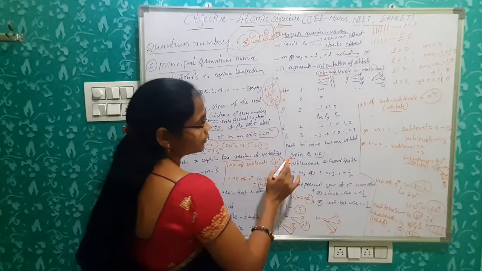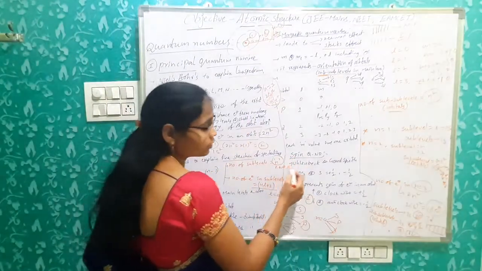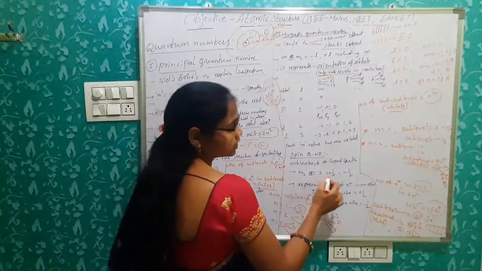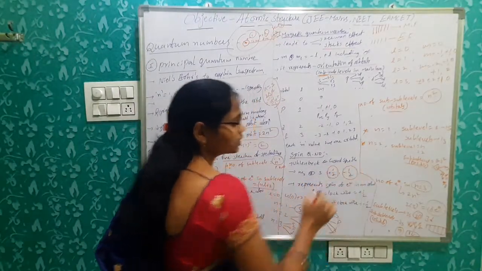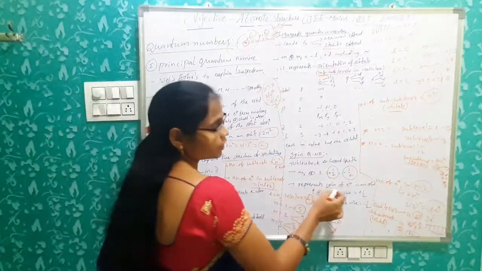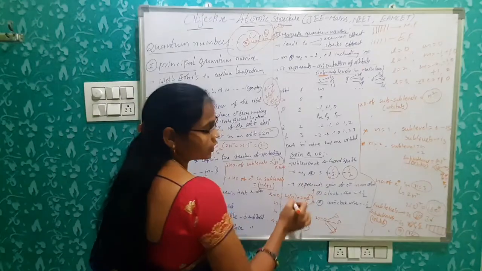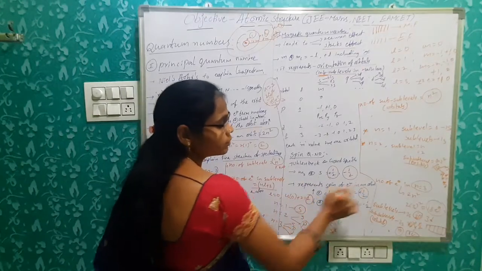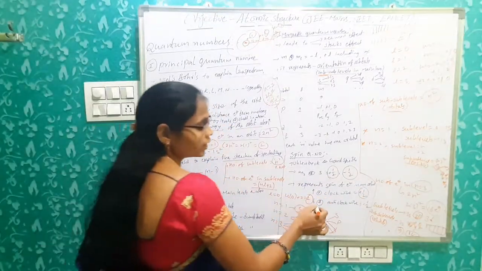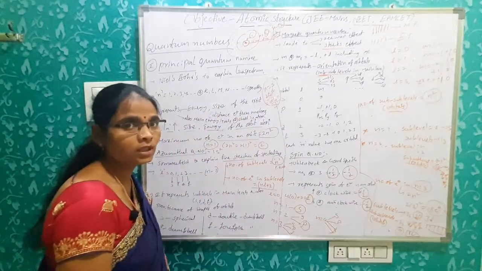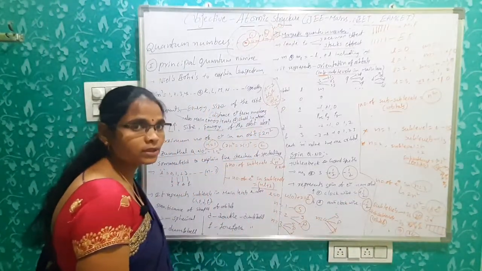Here, spin quantum number. It was introduced by Uhlenbeck and Goudsmit. It is denoted by ms or simply s. Its values are plus half and minus half. It represents the spin of the electron in an orbital. Okay. So the upward direction or clockwise direction shows plus half. The downward direction, anti-clockwise direction shows minus half. Clear? So this is what quantum numbers are.